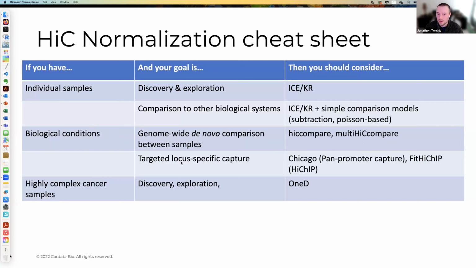And there are targeted, loci-specific captures, like pan-promoter Hi-ChIP. There are tools specifically designed for handling that type of data. And I alluded to one that is common: we're starting to do this in individual cancer samples, and there are tools available that will hopefully account for those complex samples.